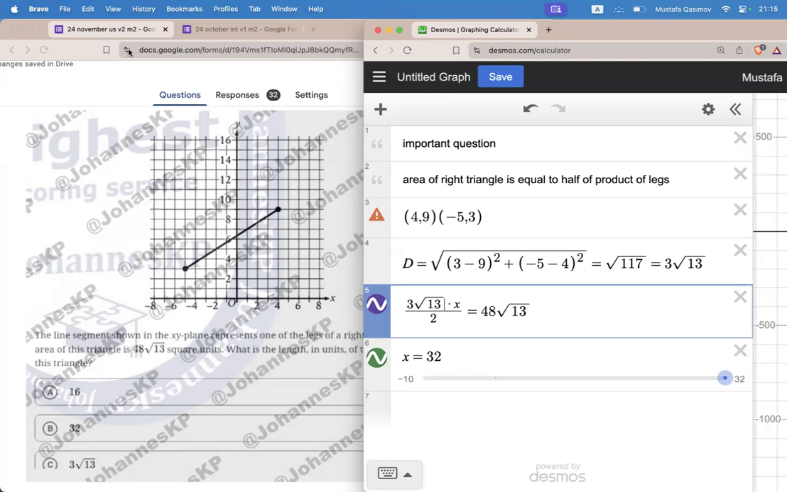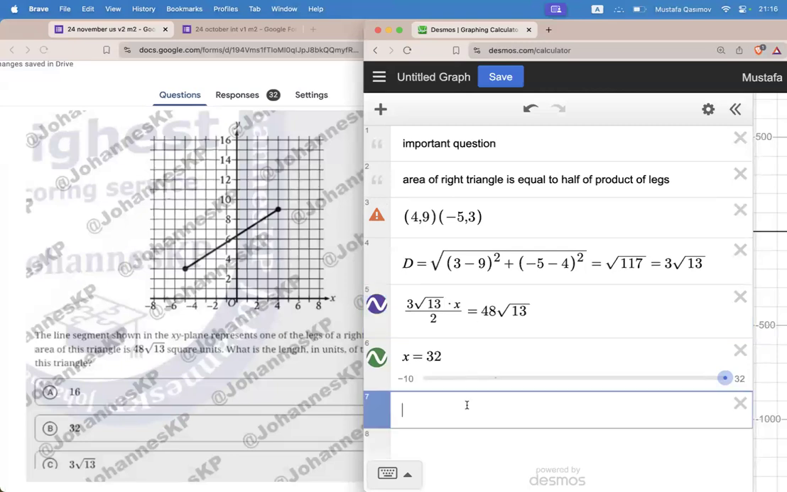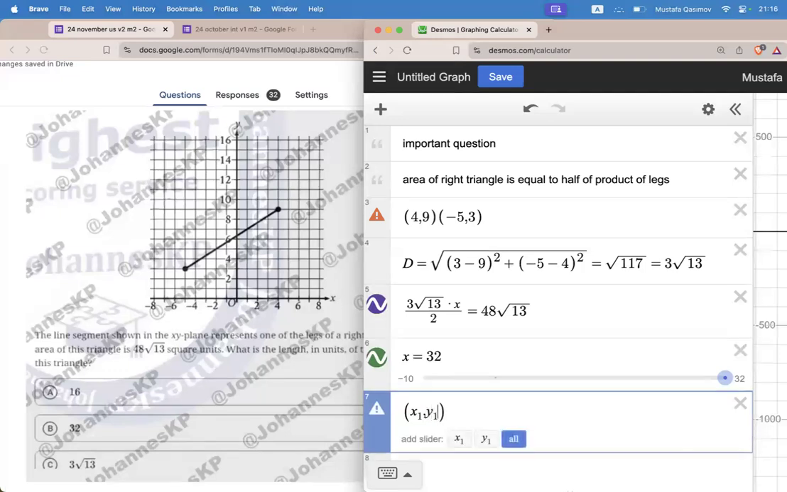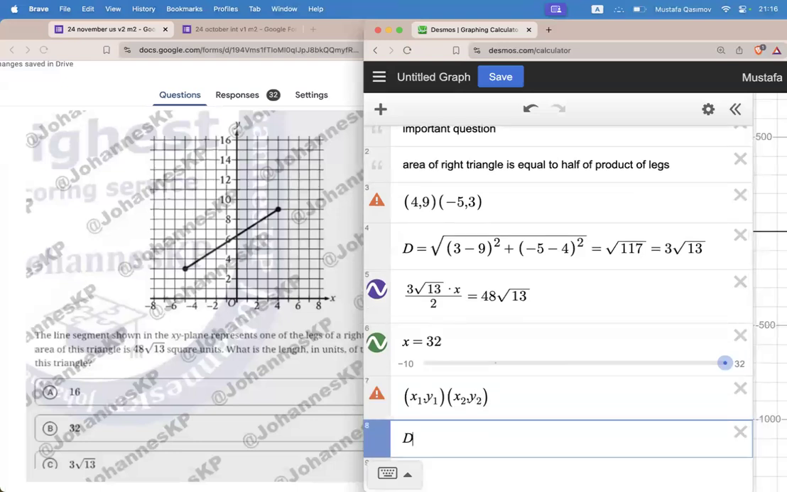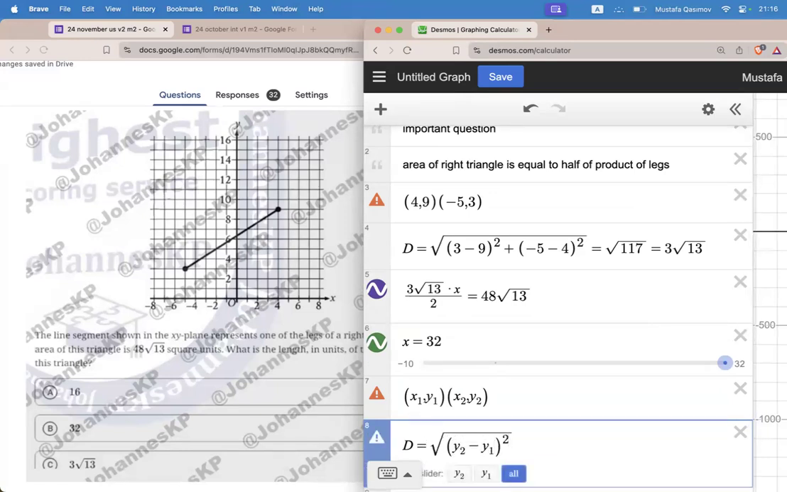That is not slope, this is the distance formula. When two points are given, x1, y1, and x2, y2, you can use this formula. Distance is equal to the square root of (y2 minus y1) squared plus (x2 minus x1) squared. Or you can use the formula which Hüseyin said.